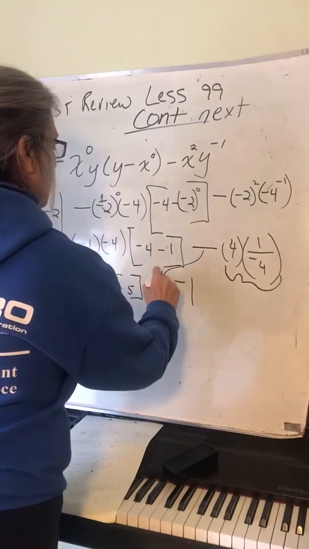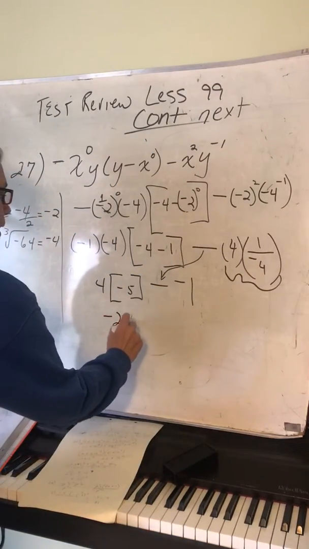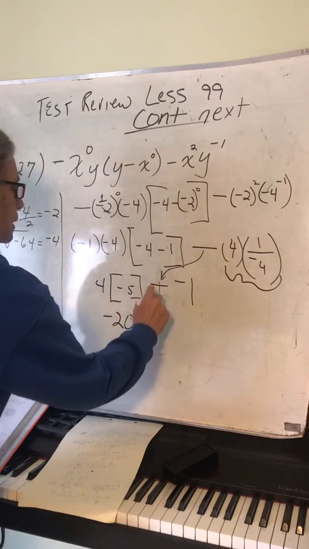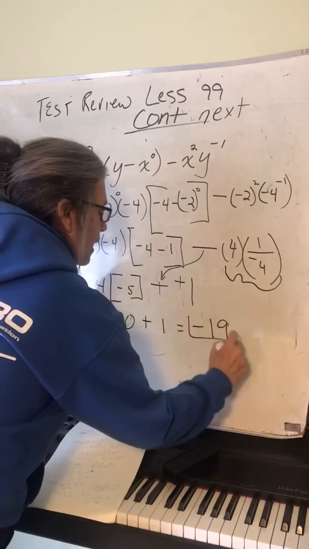Drop the minus down, this is negative 1. So we have negative 20 plus 1 equals negative 19. And that is the answer.